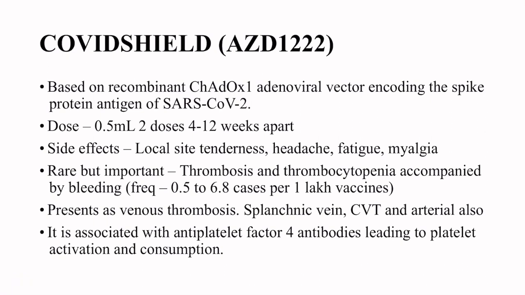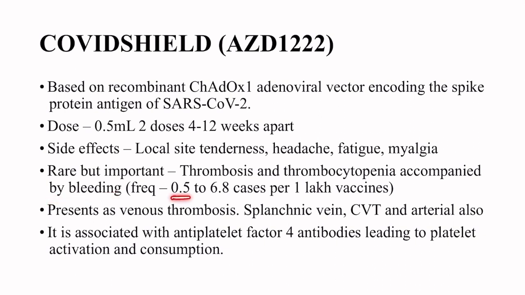Moving ahead with COVISHIELD, it is based on the recombinant ChAdOx1 adenoviral vector encoding the spike protein against SARS-CoV-2. The dose is the same, 0.5 ml, 2 doses, 4 to 12 weeks apart. Here, the important thing is the side effect. It is rare but important: thrombosis and thrombocytopenia accompanied by bleeding.